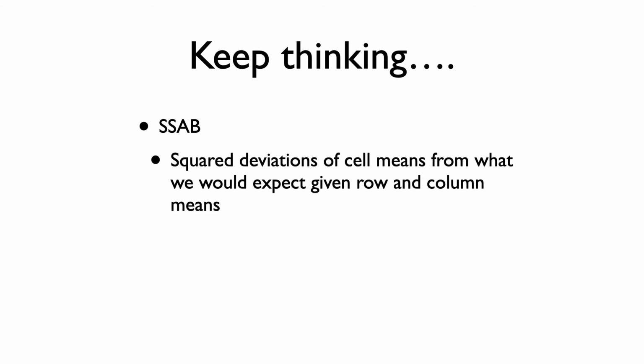How much do those individual cell means deviate from what we would expect based on the effects of A and B? What's left over?